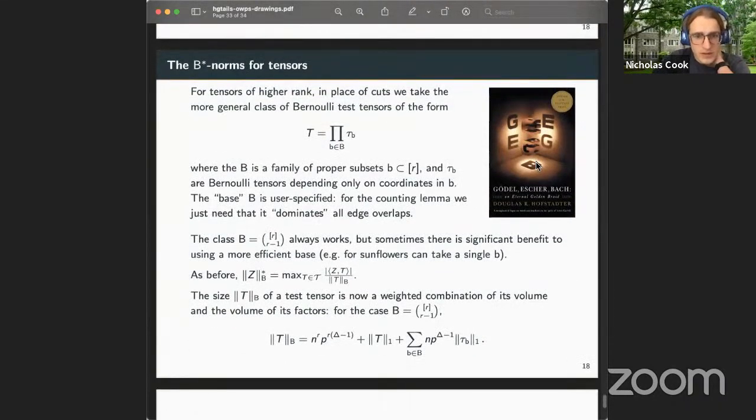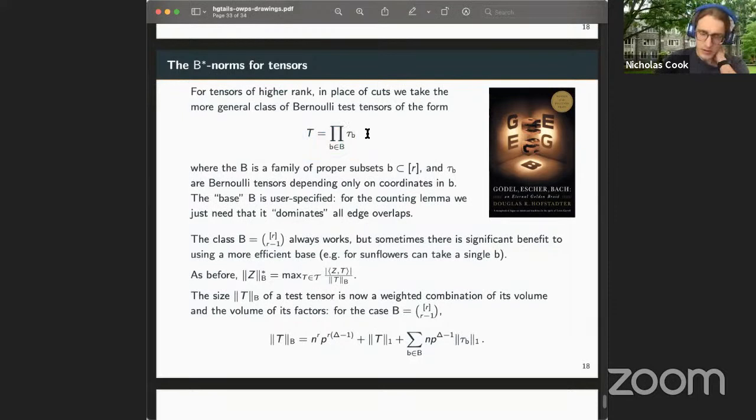Okay, and then I'll just very briefly mention what I won't write down. I won't say in much detail, but those previous statements I gave of the decomposition theorem and the counting lemma in the matrix setting are basically the same verbatim in the hypergraph setting. I just need to say what I mean by test tensors in the B star norm, and what we take for our class of test tensors is just Bernoulli tensors, which you can write as products of tensors of lower dimension.